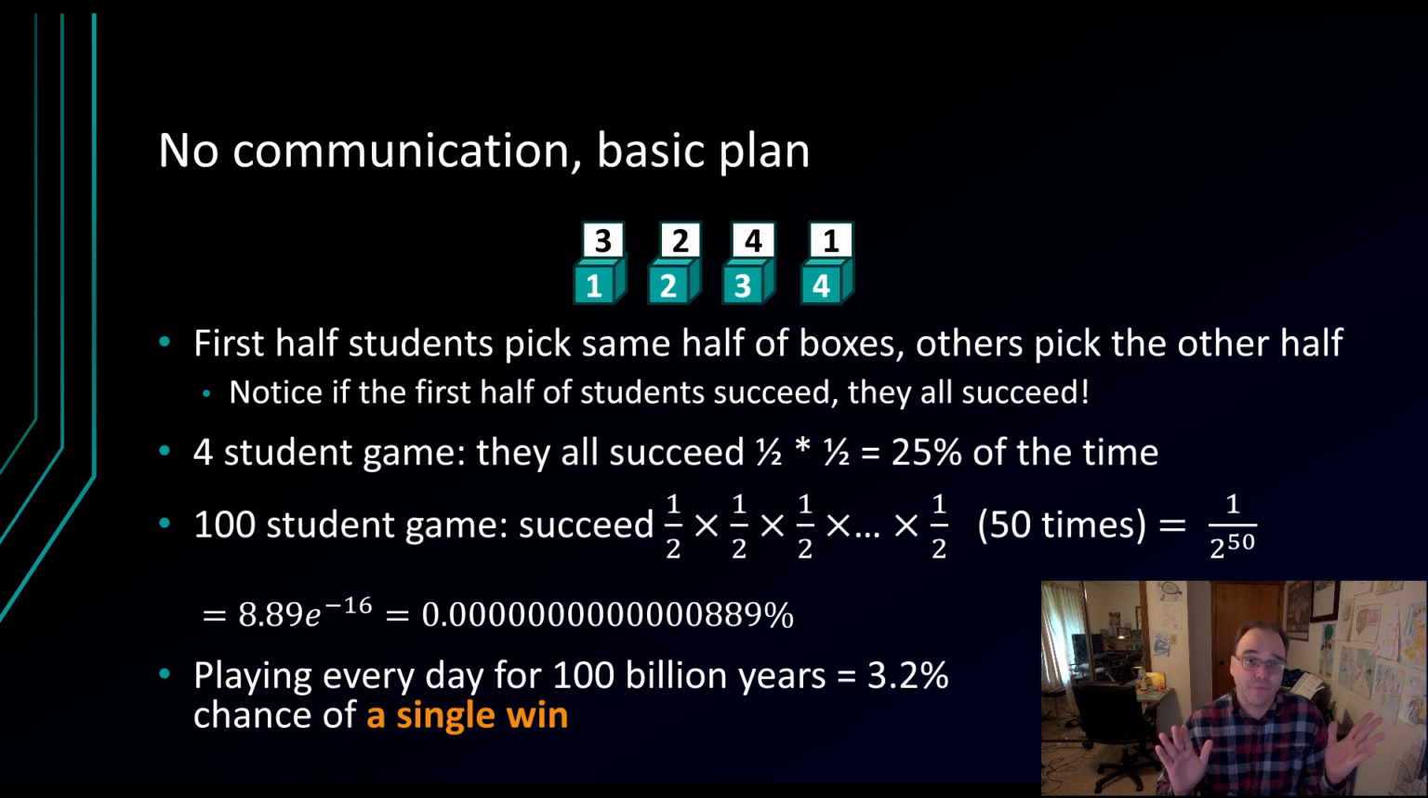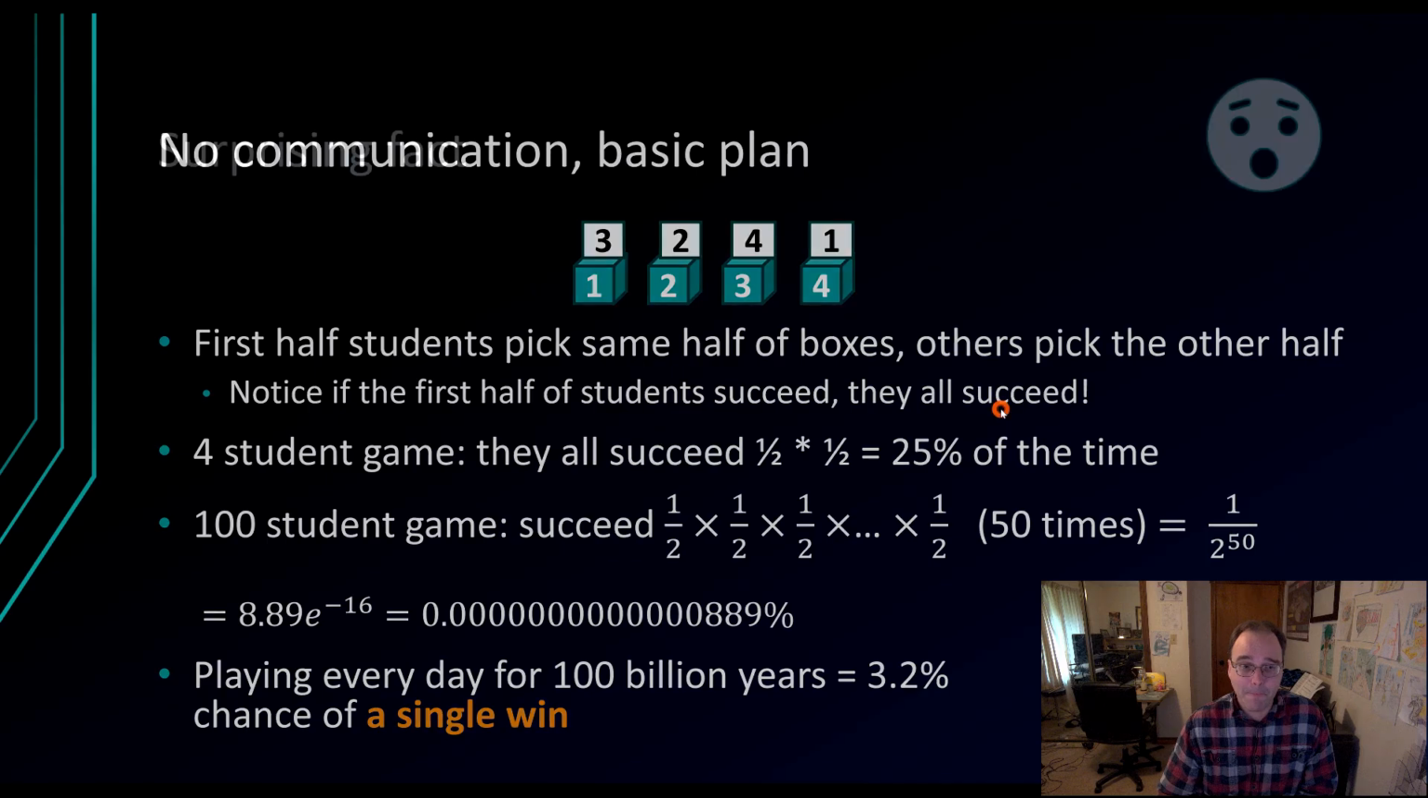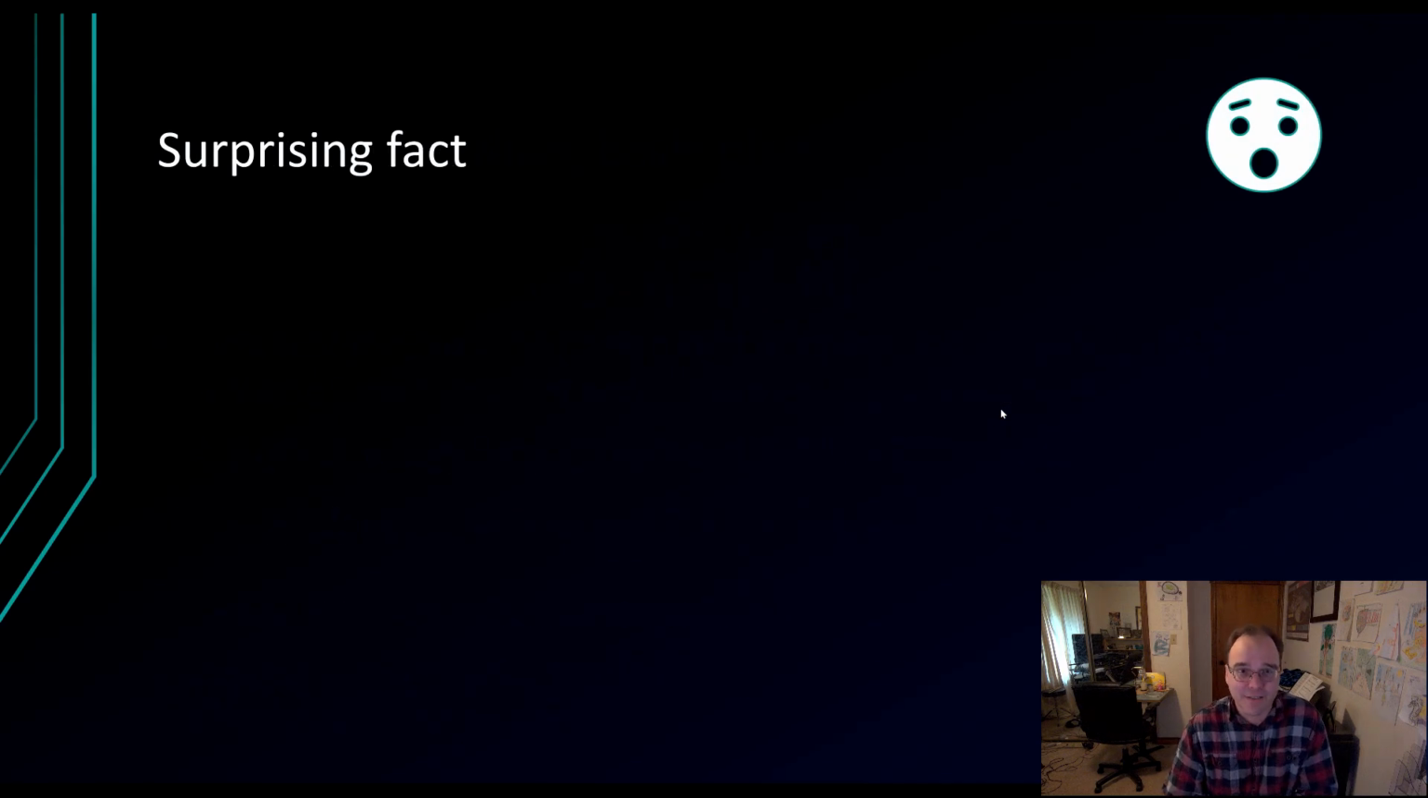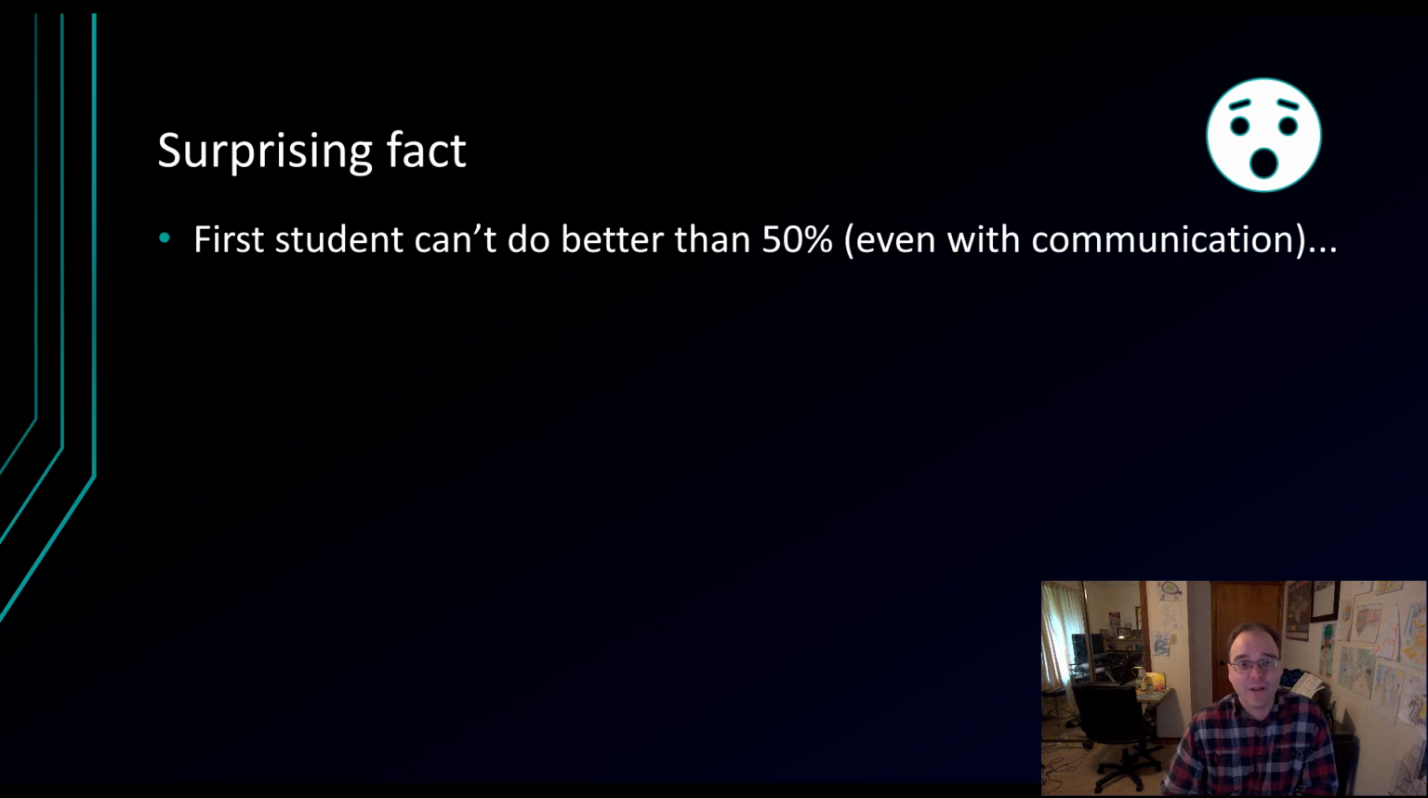So fine. You're like, well, this isn't looking too hopeful for these poor 100 students. They're going to be eating ramen a lot still, apparently. But there is a surprising fact to this game, which is why we want to look at this one. It turns out that we know the first student can't do better than 50%, even with communication, right? That part wasn't too surprising. That is the top we could ever expect them to do without communication. If even with communication, they can only get 50%.